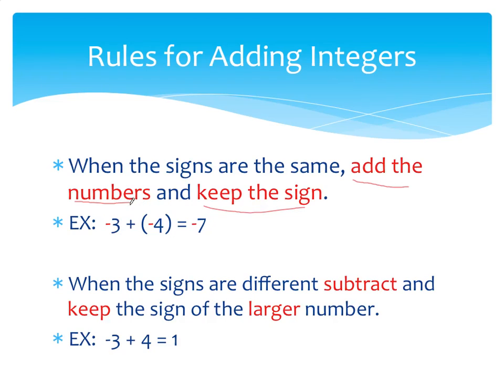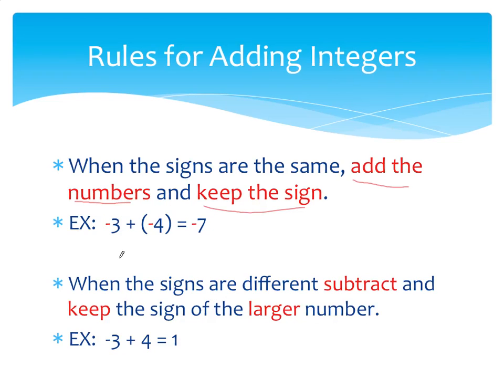Okay, and here's our example. -3 plus -4. The signs are the same because both numbers have negative signs. They're both negative numbers. So we're going to add the numbers. 3 plus 4 is 7, and we kept the negative sign. The negative sign comes along to your answer. Okay, that's rule number one.